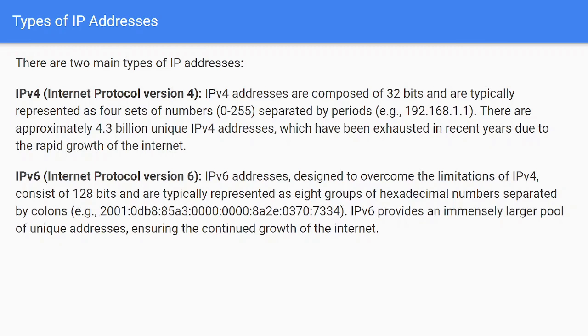So Internet Protocol version 6 is designed to overcome the limitations of IPv4. It consists of 128 bits and is typically represented as 8 groups of hexadecimal numbers separated by colons. So what happened here is that IPv4 was 32 bits, but IPv6 is 128 bits, and IPv4 was represented in decimals, right? That's base 10. But IPv6 is represented in hexadecimals, which is base 16.